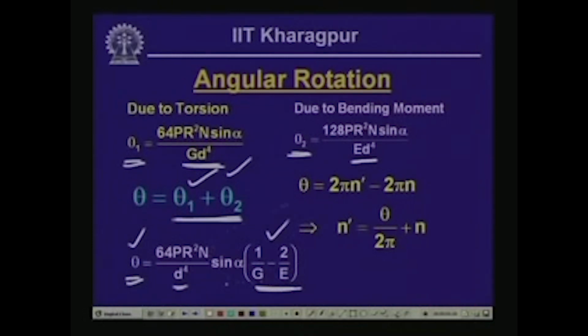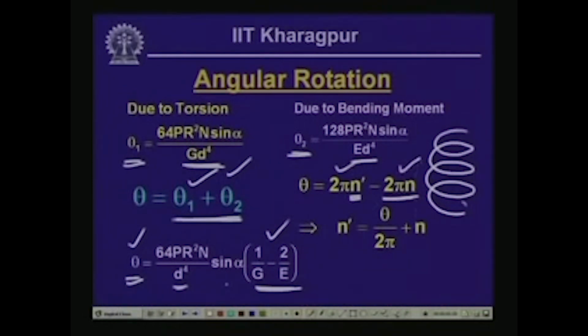Now, because of this angular rotation, it is expected that there is going to be an increase in the number of winds. When the angular rotation is there, from the original number of winds there may be an increase in the number of winds, and if we call this n dashed, then twice pi n dashed is the rotation that it undergoes in the deformed state, and earlier it was twice pi n. So, the increase is twice pi n dashed minus twice pi n, from which we can compute that n dashed equals theta by twice pi plus n.